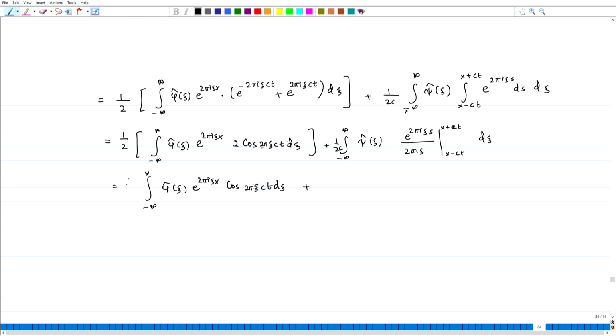now this one is going to be equal to, if I take e^(2 pi i xi (x plus ct)) minus e^(2 pi i xi (x minus ct)), 1/(2c) times the integral from minus infinity to infinity of psi hat(xi), then 1/(2 pi i xi), and then e^(2 pi i xi (x plus ct)) minus e^(2 pi i xi (x minus ct)).